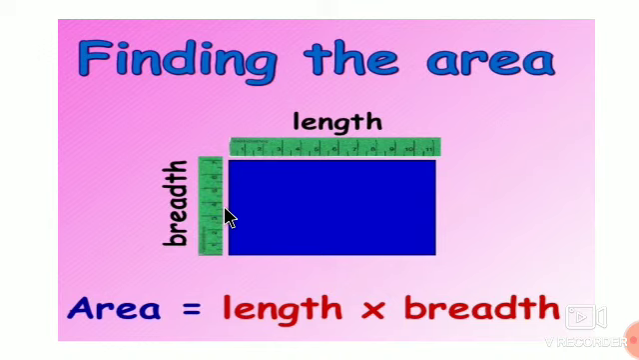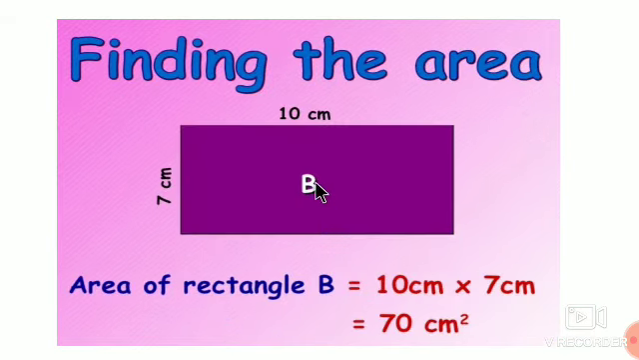To find out the area of the rectangle, it is very easy. Length into breadth. The longer side is called the length and the shorter side is called the breadth. So we only have to multiply length into breadth, we will get the area of the rectangle. Let's see one example. Here length is 10 centimeter and breadth is 7 centimeter. Write first formula, then put the values. 10 into 7 is equal to 70 centimeter square. Understood it?